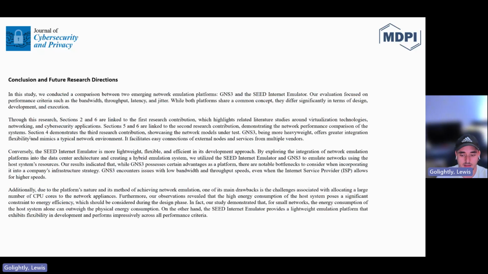Our observations revealed that the high energy consumption of the whole system poses a significant constraint to energy efficiency, which should be considered during the design phase. Our study demonstrated that for small networks, the energy consumption of the whole system alone can outweigh the physical energy consumption, and SEED Internet Emulator provides a lightweight emulation platform that exhibits flexibility in development and performs impressively across all our performance criteria in the study.